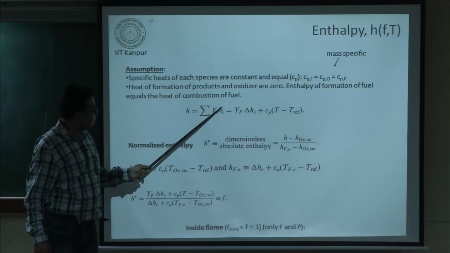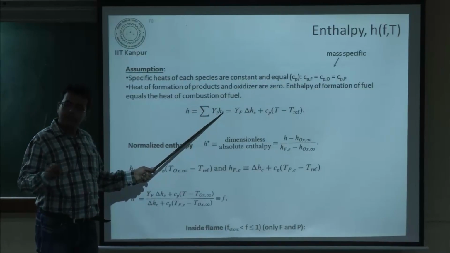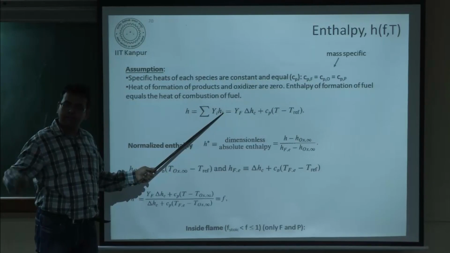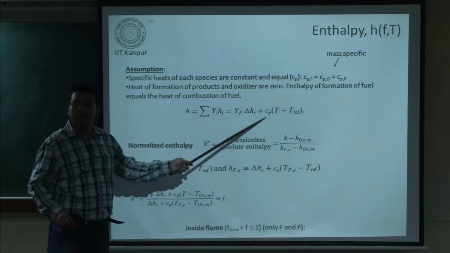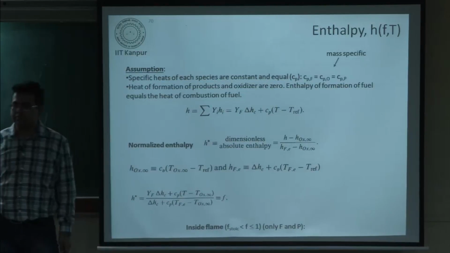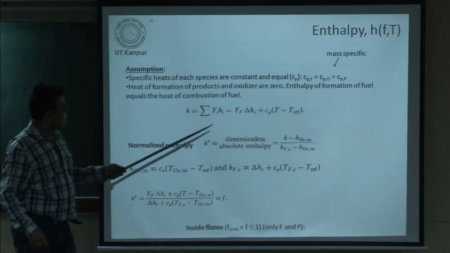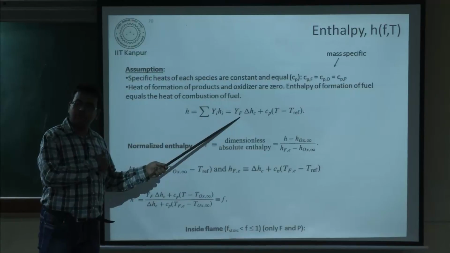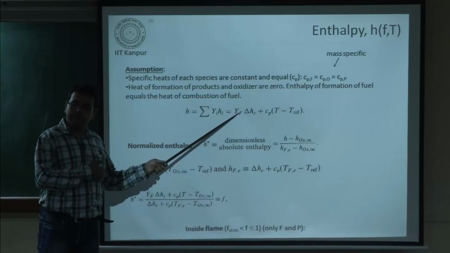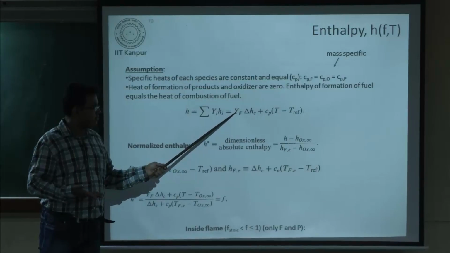What you need to do is expand this hi in terms of heat of formation plus sensible enthalpy. If you expand this, you will be able to recover this with these assumptions. So this is the expression of the standardized enthalpy, and there is another variable Yf, whose relationship in terms of f we have just found. So Yf is a function of f.